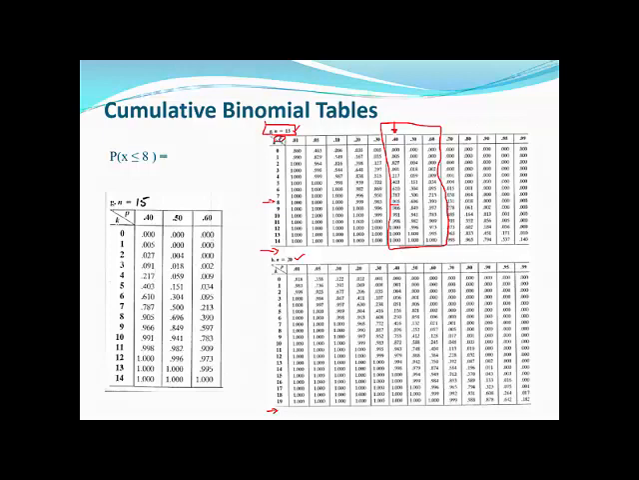It doesn't really matter in this problem, but it will in the next one. Probability x is less than or equal to 8. Find the value of 8. Find the value you want, less than or equal to 4, and then come over to the right column. Here's the p equal 0.4 column. This isn't the probability at 8. It's the probability x is less than or equal to 8. And in this case, that's our answer.